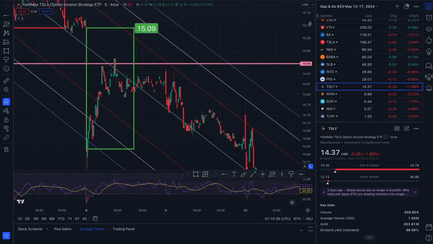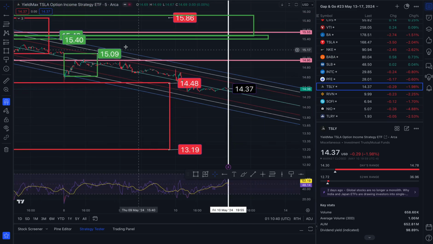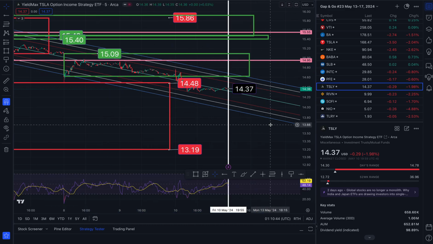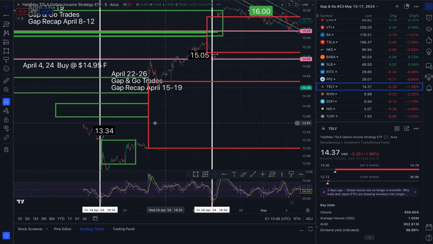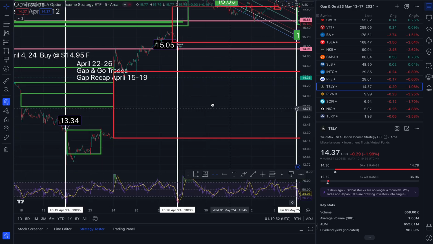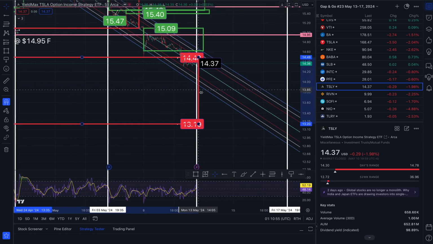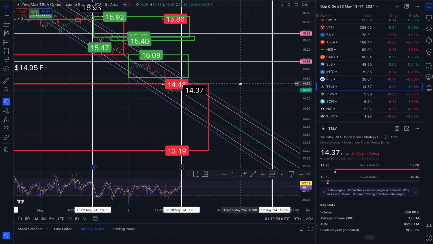So this is still in play. Boom. And this nasty one is still in play, opened up on the 24th of April. Still there to haunt us down to 1319.